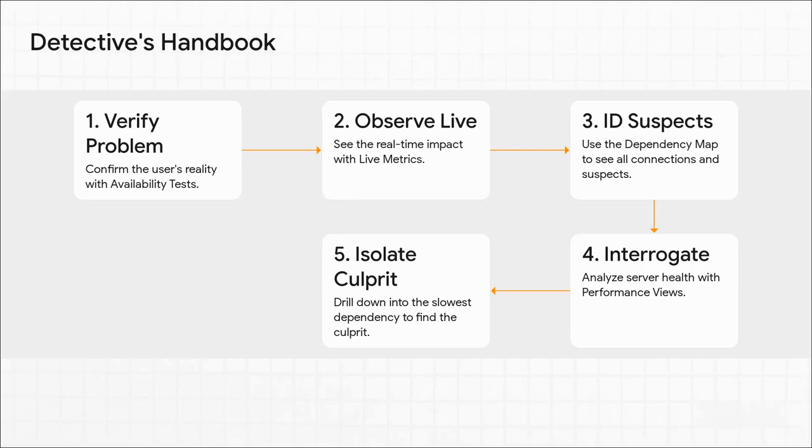So here it is, straight from the Azure Detective's Handbook. Step 1, verify the problem with availability tests. Step 2, observe the live behavior with live metrics. Step 3, identify all your suspects using that beautiful dependency map. Step 4, interrogate those suspects with performance views. And finally, step 5, isolate the culprit by drilling down into the slowest connection.